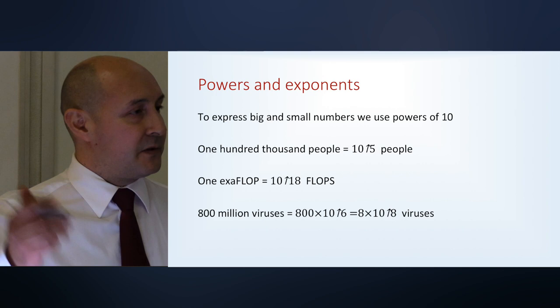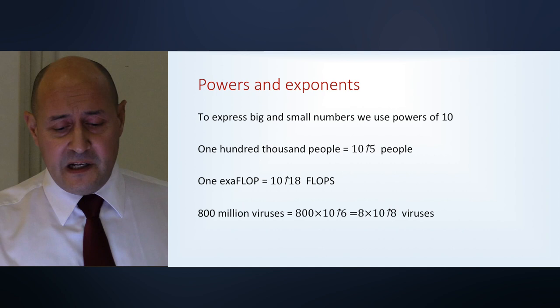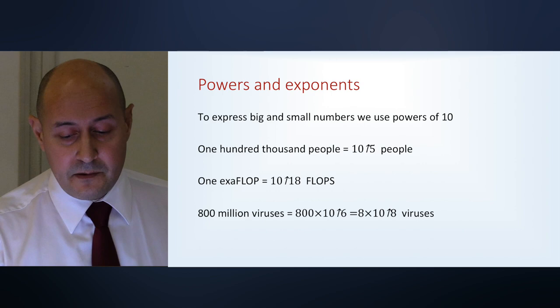One exaflop is going to be 10 and then the exponent 18, right? Which is, 18 is the number of zeros. 800 million viruses. Well, it's 800, and then you have 6 zeros. Now, here what happened is that I'm going to take these 2 zeros and put them with the 6 zeros over here. So we have 8 times 10 with exponent 8 viruses, all right?